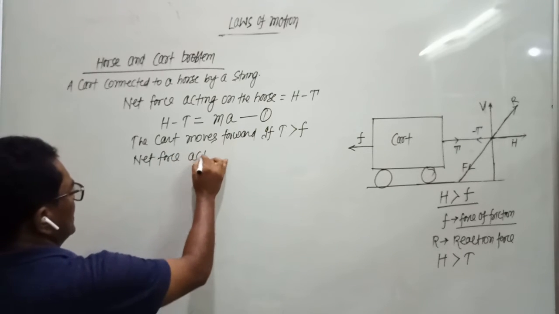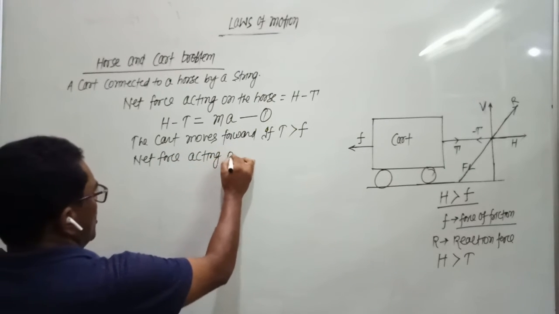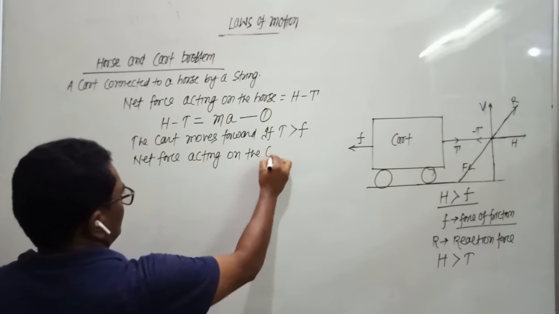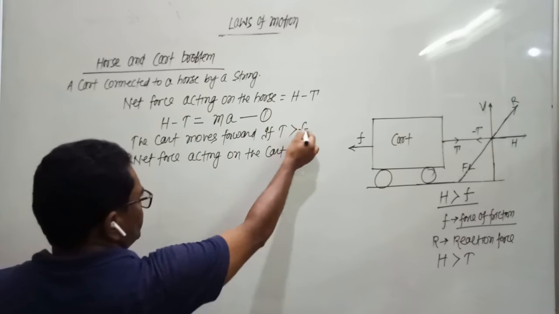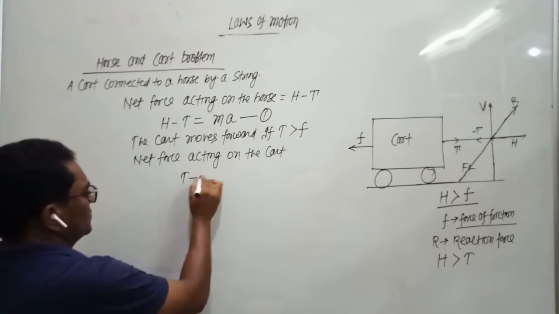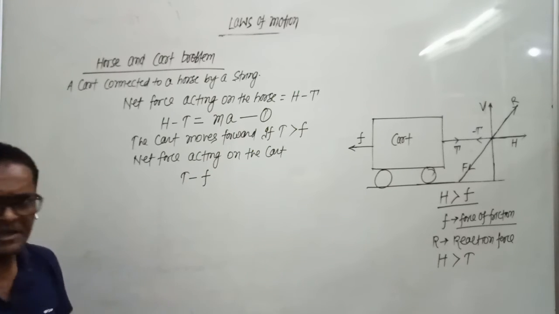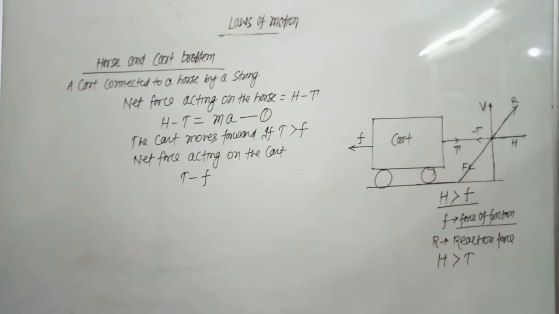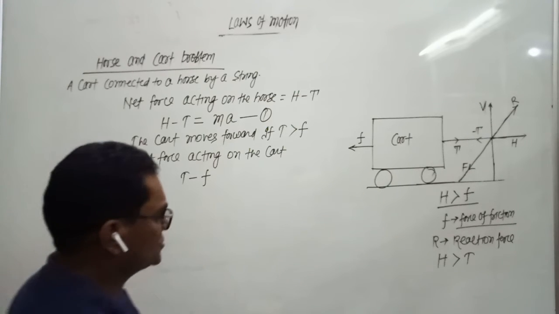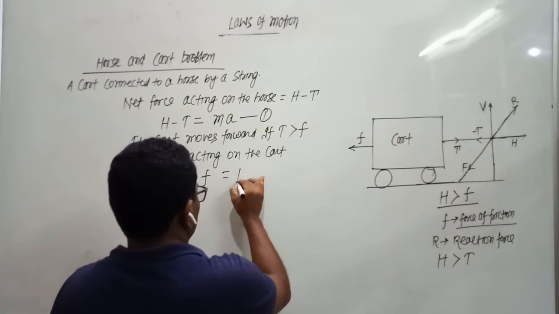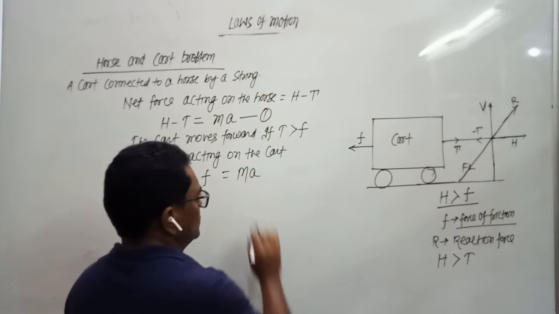Net force acting on the cart. So T is greater than F. So the net force must be equal to T minus F. And T minus F is equal to the resultant force, which is equal to mass M into A.